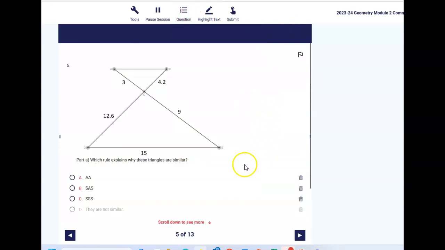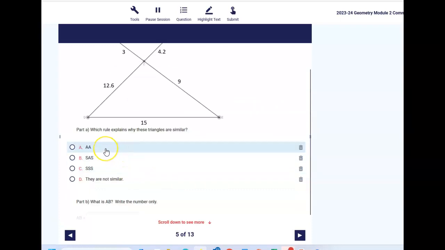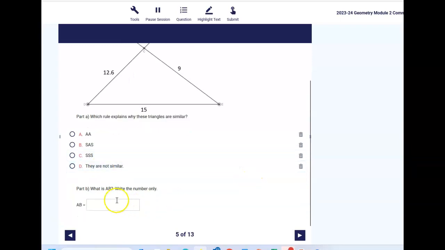Question 5. Part A. Which rule explains why these triangles are similar? Option A is AA. Option B is SAS. Option C is SSS. Or option D, they are not similar. Part B, what is AB? Write the number only.